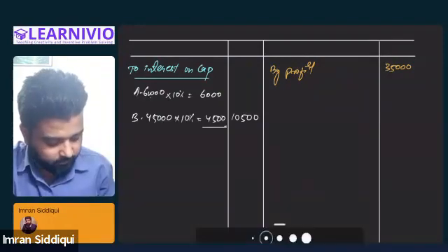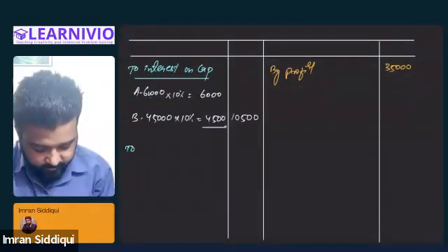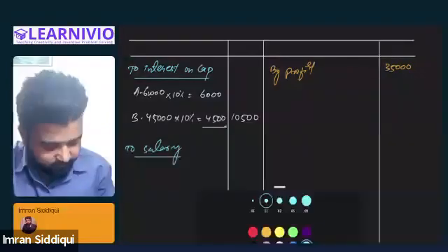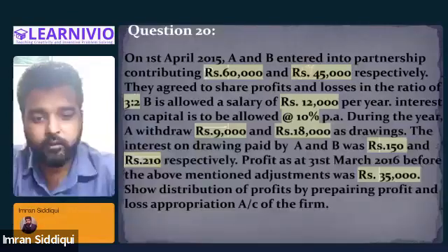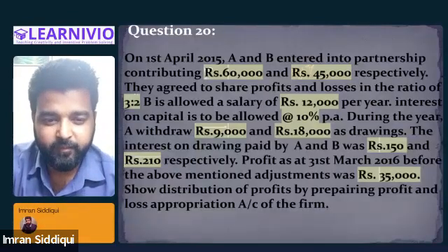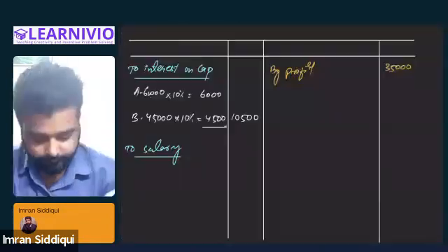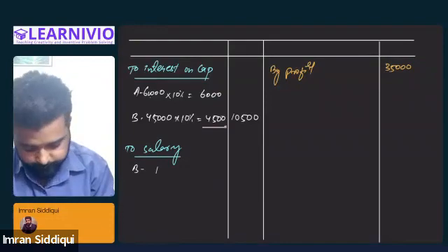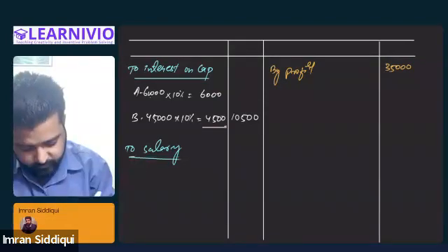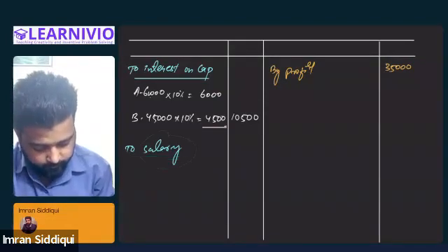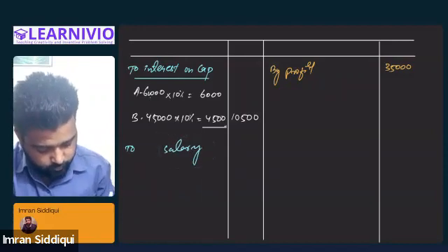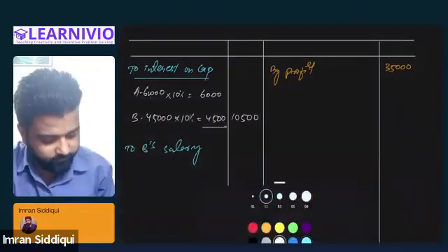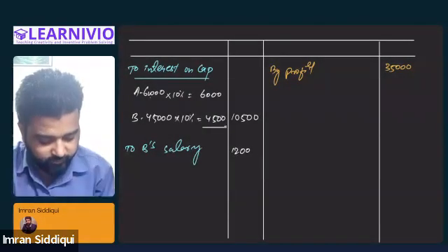Apart from interest on capital, we need to pay salary. But salary will be paid to only one partner, not both the partners. So B will be allowed a salary of 12,000 per annum only. So B's account will be credited by 12,000. In fact, let me write it this way: to B's salary, it will be 12,000 for the entire year.